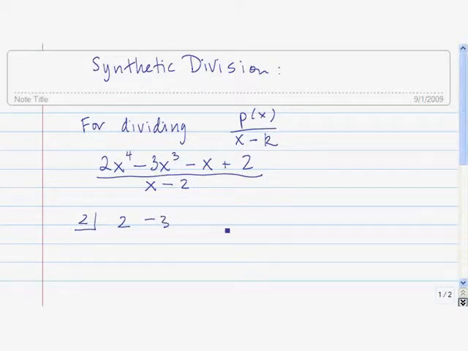Okay, we have to have a representative for every power. 4, 3, 2. The power of 2 is not there, so we put a 0 there. The power of 1, the coefficient is -1, and the constant term is 2. Okay, so that's the x to the fourth, x cubed, x squared, x, and constant.